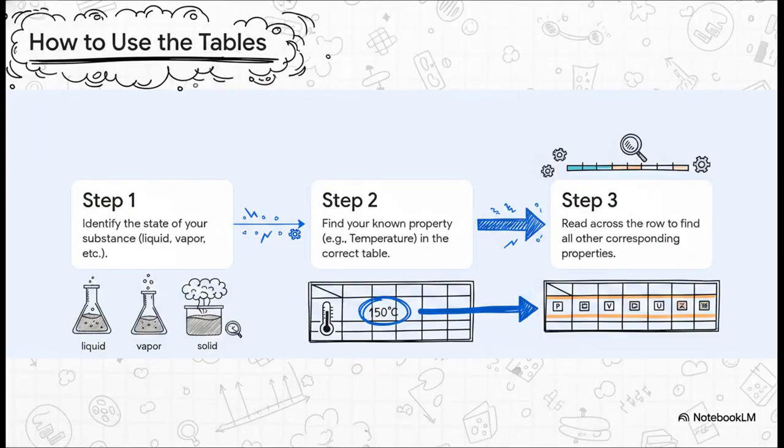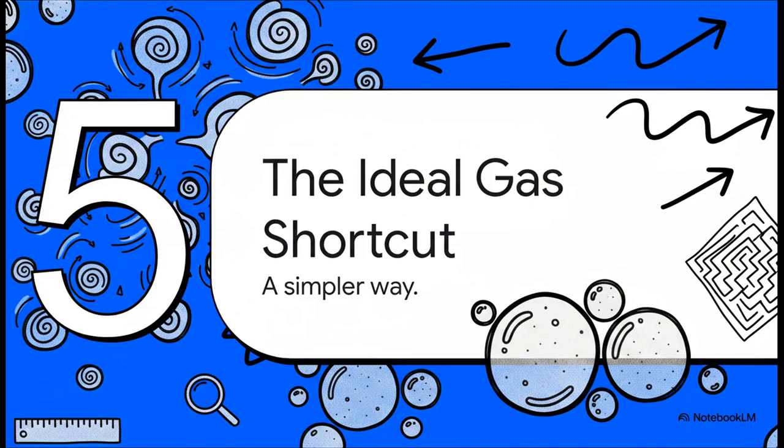I know, they look like a wall of numbers, but using them is actually pretty simple. First, you figure out what state your substance is in. Is it a compressed liquid, a saturated mix, a superheated vapor? Then, you find the right table and look up the one thing you already know, like the temperature. And finally, you just read across the row to get all the other properties you need. Easy. So the tables are precise, they're the gold standard.